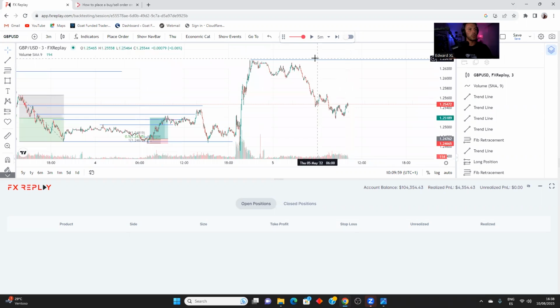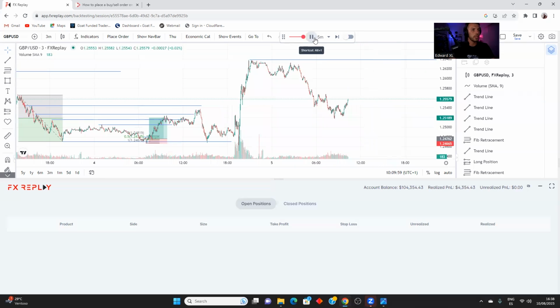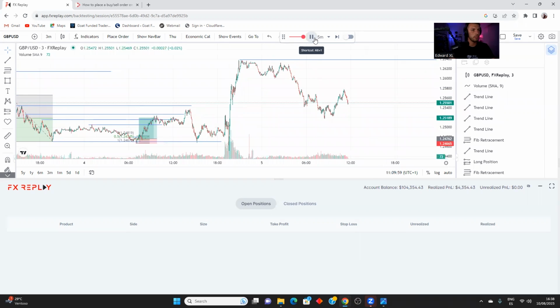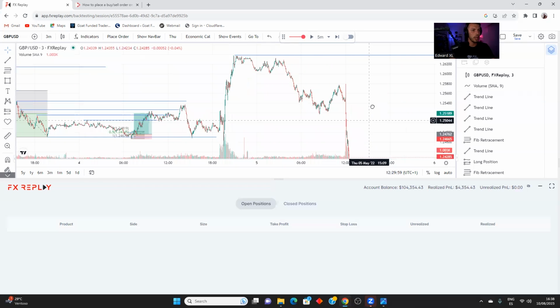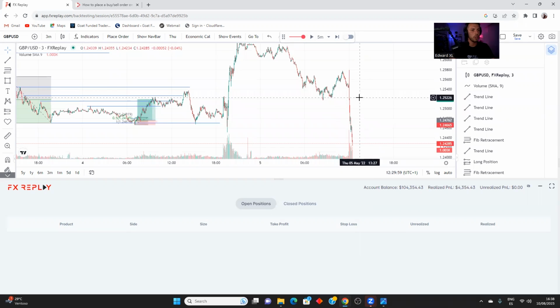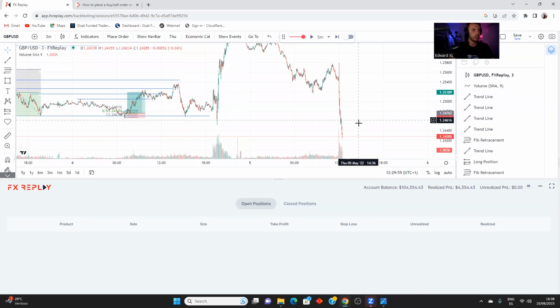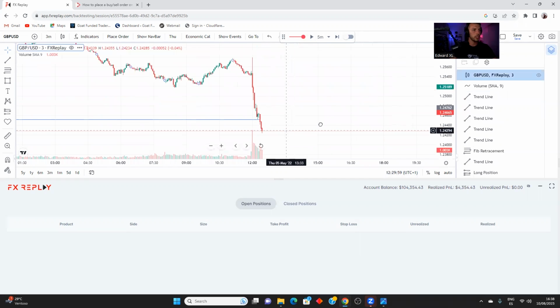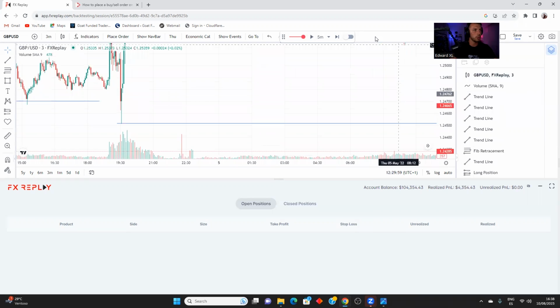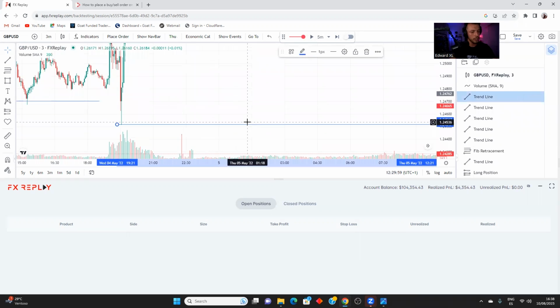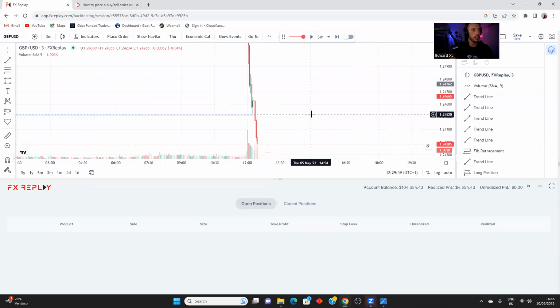Moving on, we're still looking for this major liquidity to the upside to be taken, but we are at the same time towards the end of the day. And here, after this crazy move to the downside, we can see that this liquidity to the downside is taken. After this liquidity to the downside is taken, we need to make sure that the line is placed correctly.